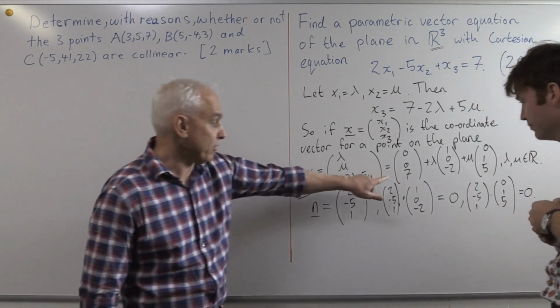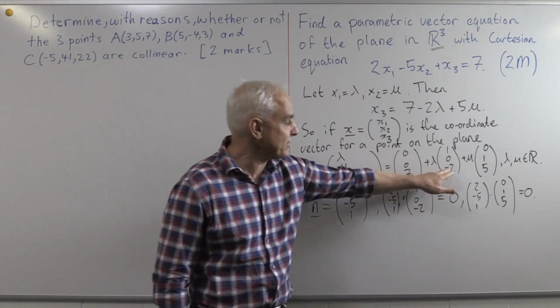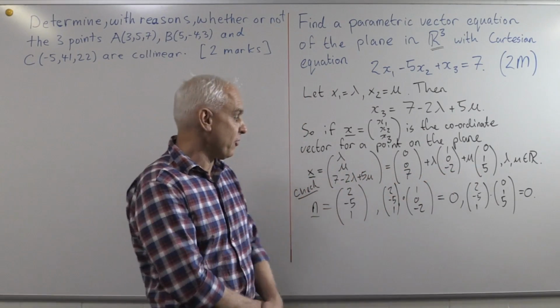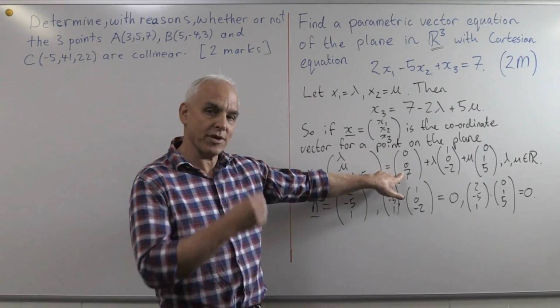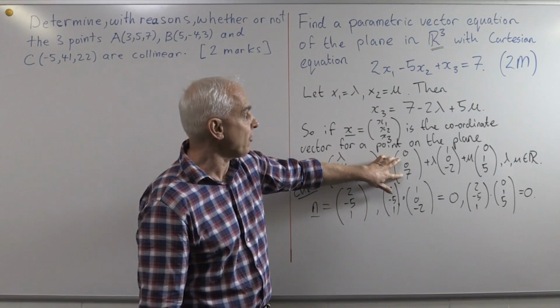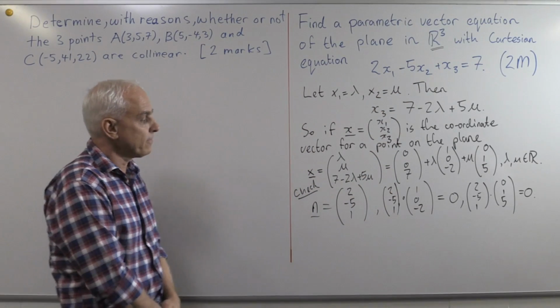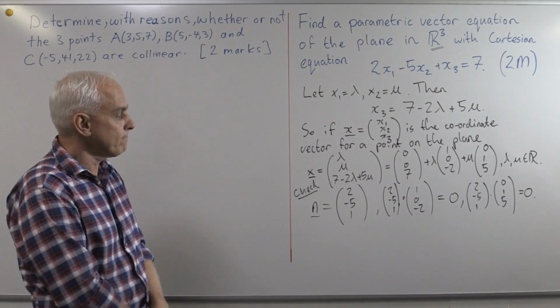The other thing one could possibly check is this point as well, right? This is playing a slightly different role from these two. These are direction vectors for the plane. This is actually the coordinates of a point on the plane. And we could also check that that's on the plane by substituting in here and just making sure that it does satisfy the equation.